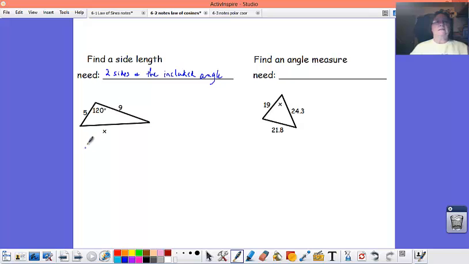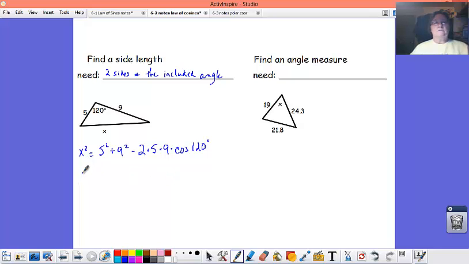What we can do to find that side length, though, is remember that the law of cosines says the missing side squared is equal to the sum of the squares of the two sides that you know, 5 squared plus 9 squared, minus that correction factor, 2 times the two sides you know, 5 times 9, times the cosine of the angle that's opposite the side we need, so the cosine of 120 degrees.